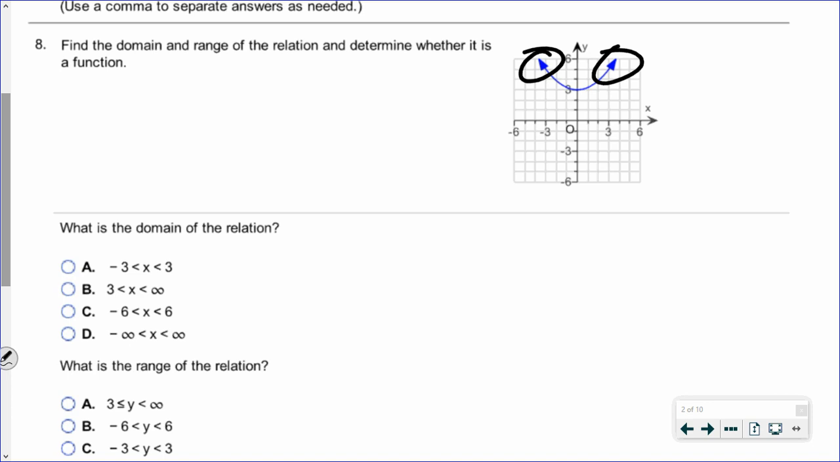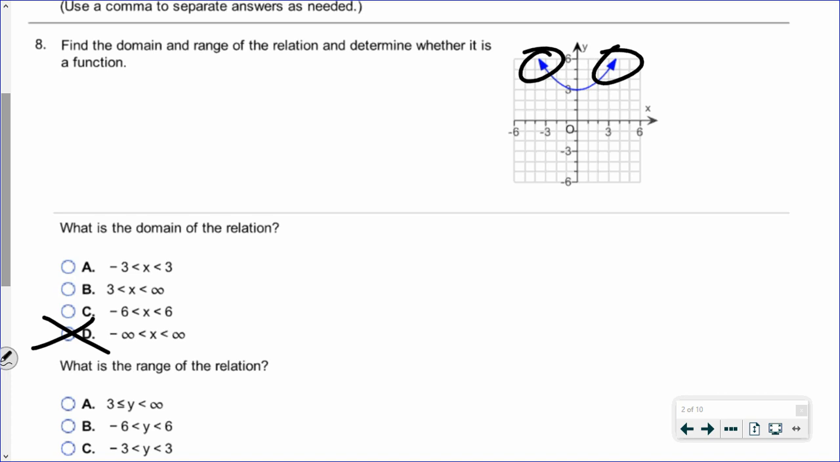It never stops. So there is a really small x value that has a corresponding y value. There's a really large x value that has a corresponding y value. Meaning that x can be any number that it wants to be, and it's going to be the letter d, negative infinity to infinity. Do we understand that, yes or no?